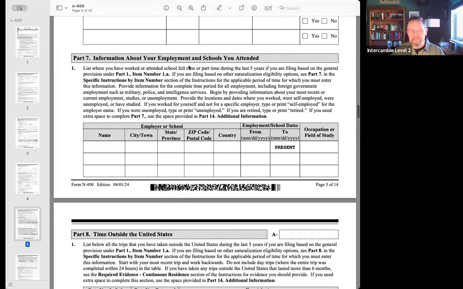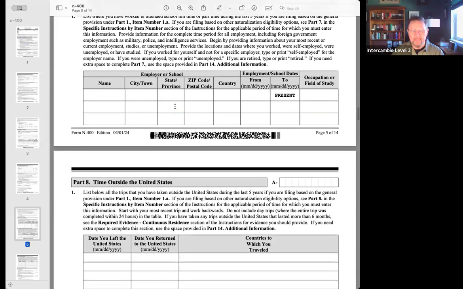Part 7, information about your employment and schools you've attended. This is where you'd list where you've worked and attended school full time. And if you need more than 3 here, you'd go to Part 14 and reference page 5, Part 7, item 1. Volunteer work doesn't apply. Schools, if you're going to school like at Intercambio taking English, I wouldn't put that down either. This is just formal education, real schools, real colleges.